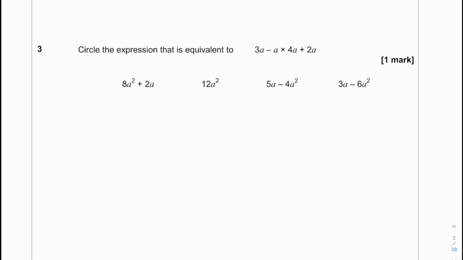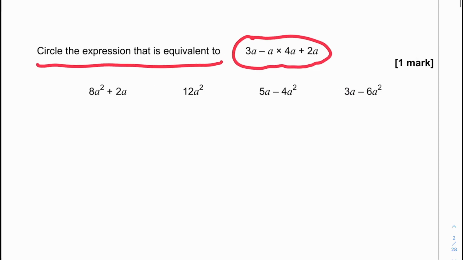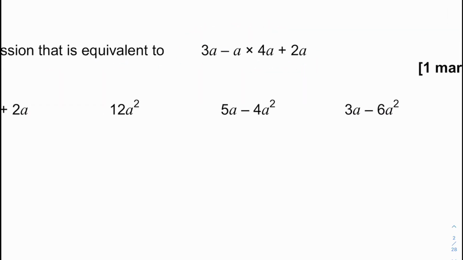Question 3, we need to circle the expression that is equivalent to 3a take away a multiplied by 4a, plus 2a. So this is essentially just a question of using BIDMAS. The first thing that we need to do is this multiplication part here. So a multiplied by 4a is equal to 4a squared.